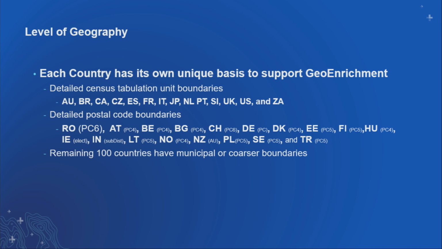So this gives us, I think, almost 30 countries, or a little over 30 countries. And in all of these countries, you get the best possible results for geocoding or the geoenrichment that we can provide. But we also have 100 other countries, and the results can vary. And I think I've got an example coming up here just to give you an idea.